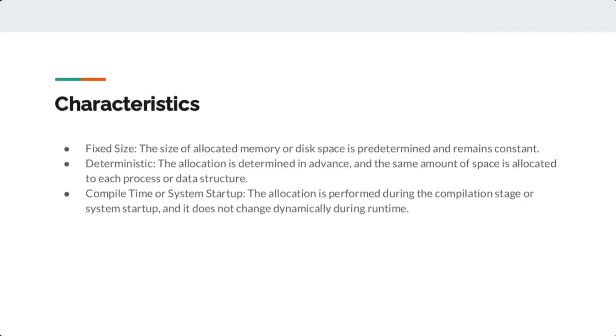Characteristics: fixed size. The size of allocated memory or disk space is predetermined and remains constant. Deterministic. The allocation is determined in advance, and the same amount of space is allocated to each process or data structure. Compile time or system startup. The allocation is performed during the compilation stage or system startup, and it does not change dynamically during runtime.